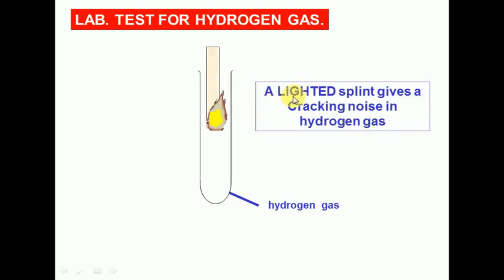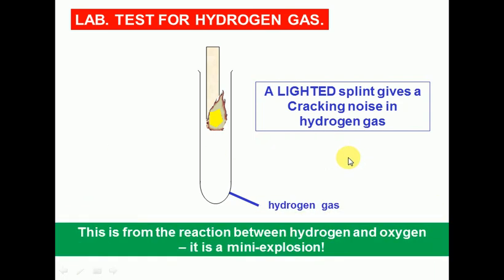Let us see the next test, which is used for the detection of hydrogen gas. And for this test, we required lighted splint. When we hold the lighted splint above the test tube as soon as hydrogen gas is evolved, the lighted splint gives a cracking noise. The appearance of cracking noise is due to mini explosive reaction between hydrogen and oxygen.